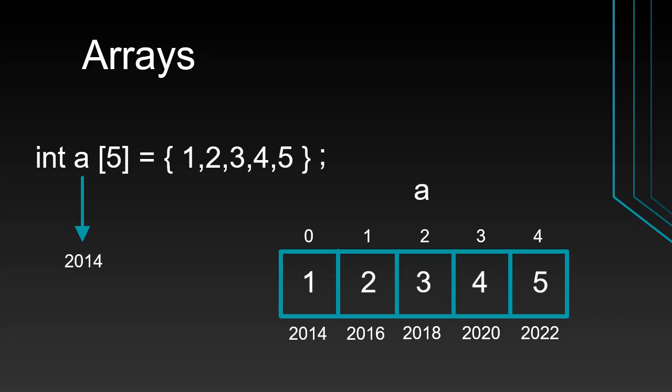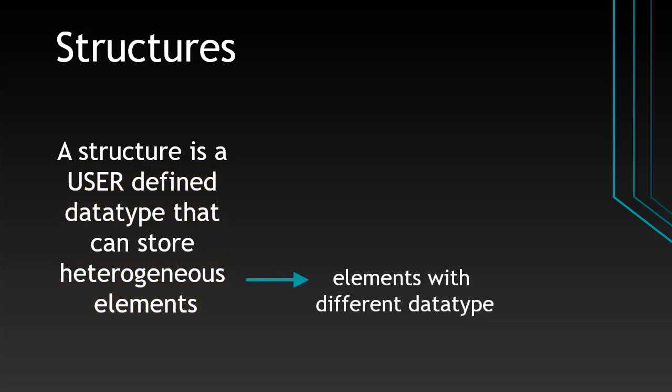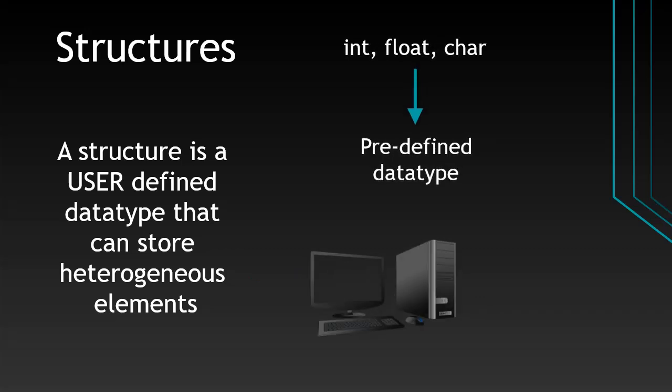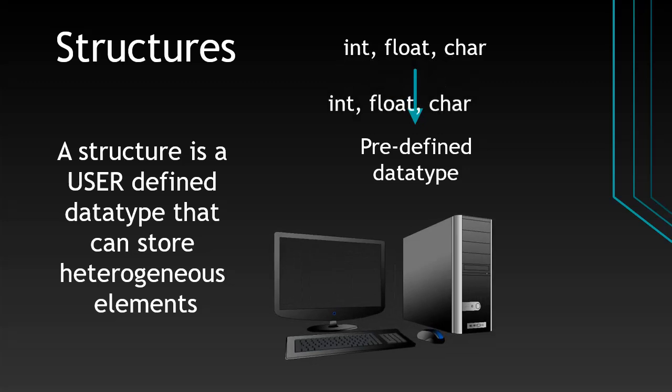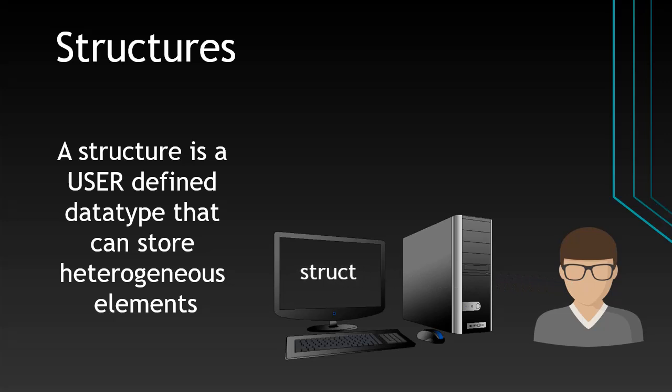Now let's compare an array to a structure. A structure is a user-defined data type that can store heterogeneous elements, that is, elements with different data types. Data types like int, float, char are predefined data types. It means the compiler already knows which type of variable these data types represent. But in the case of structures, the user or programmer has to define the data type to let the compiler know which type of variable the struct data type will represent.